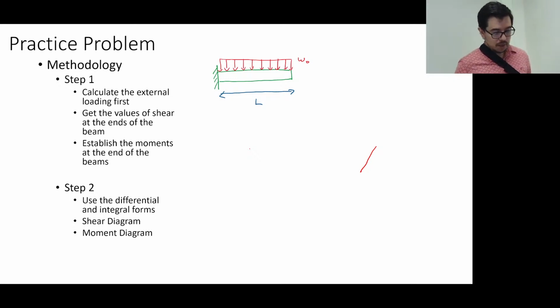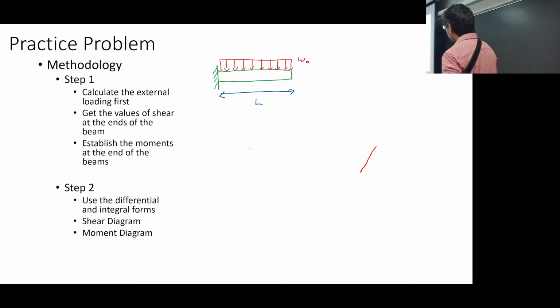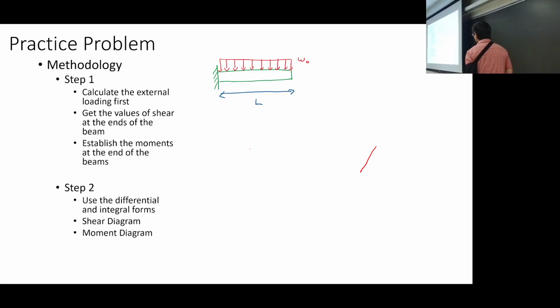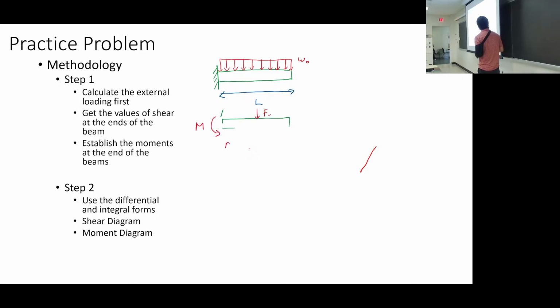So the methodology is, step one, calculate the external loading. That's a theme that we've talked about. Get the values of the shear at the ends of the beam. Establish the moments at the ends of the beam. We're going to talk about how we do this. And then step two is use the differential and integral forms, and then you can make the diagrams. So the first step in this situation is external.